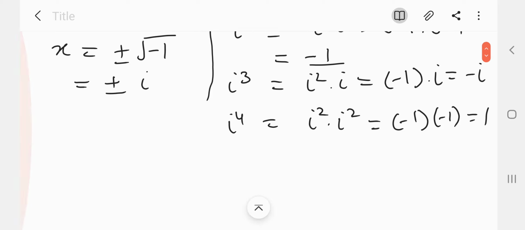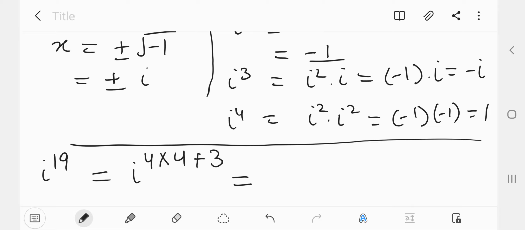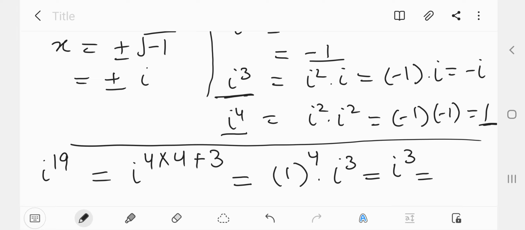Next, we have to solve powers of iota. For example, iota to the power of 19. Then how to solve? Take the power in multiples of 4: iota 4 into 4 plus 3. The value of iota 4 is equal to 1, so power of 4 into iota 3 is equal to iota 3. The value of iota 3 is equal to minus iota.